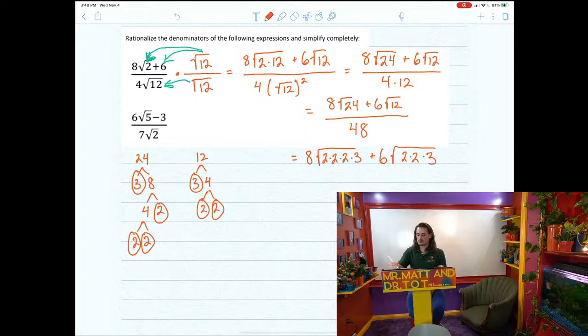So we can pull these factors out. Each of these pairs of 2's will come out, so we'll have 8 times 2 times the square root of 2 times 3 plus 6 times 2 times the square root of 3. And that's still quantity, sorry, I dropped the 48 there. My bad. Remember, this is all still quantity divided by 48.